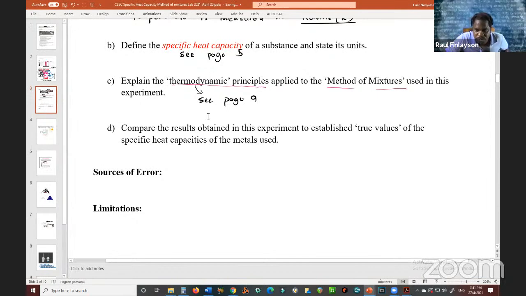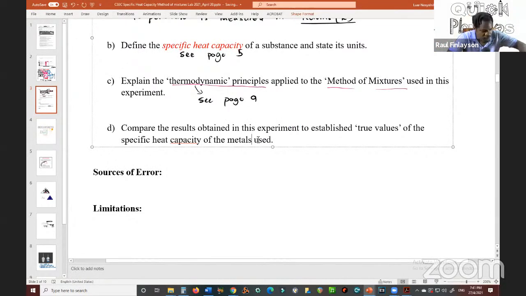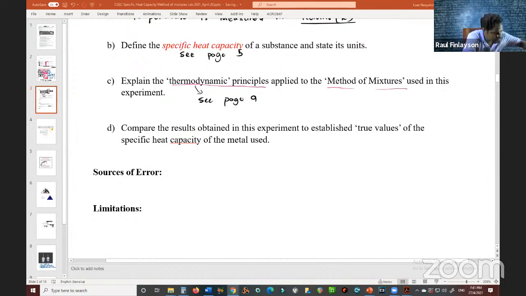So compare results obtained with the established true values of the specific heat capacity of the metal. Let's singularize this one, of the metal used. All right. And compare the results here. What should it be? That's a question. And what did you get? So if we go on a simple Google search, and type in the specific heat capacity of copper, we should get a number. And that's what you're going to use. So you're going to compare the 399.45 with that one. So specific heat capacity of copper, it is actually very easy to find here.